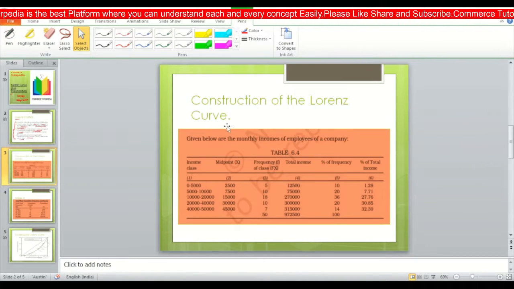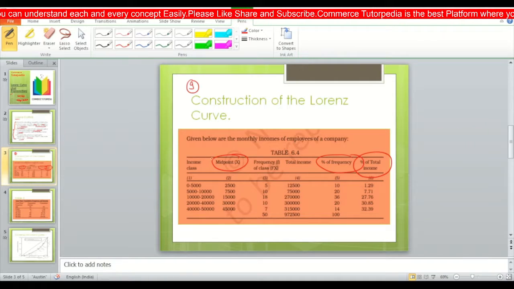Now we are going to understand the construction of the Lorenz curve, and I am going to discuss it with this table. There are 9 steps that we need to follow for the construction of the Lorenz curve, and it will comprise 2 tables. First we will calculate the percentage of frequencies and percent of total income. So how will we do that? For the first step we will calculate the mid values from the class intervals.